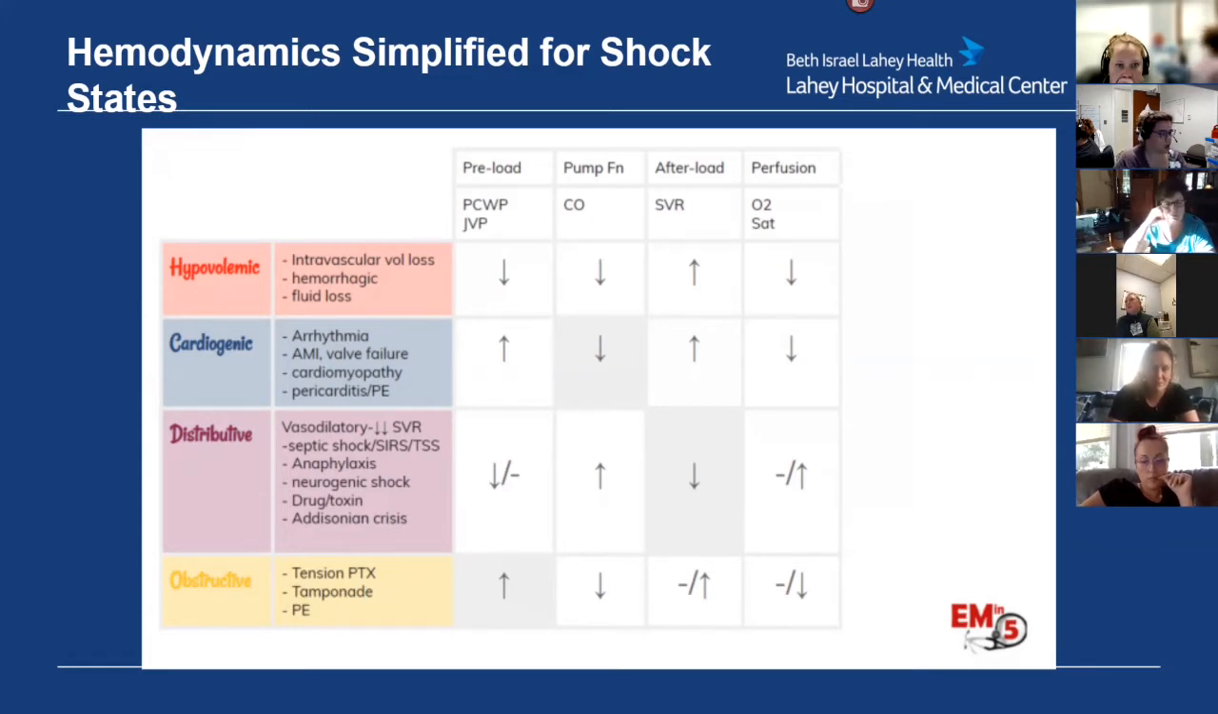When we're talking about shock states, there was a question about afterload and preload. So I've got this that I pulled up from Emergency Medicine in 5 that gives you a good background as to what you should be expecting for your patients, preload, afterload, and perfusion, based on what sort of shock state they're in. It gives you the several different types of shock states, your pulmonary wedge pressure, CVP, cardiac output, systemic vascular resistance, and then your O2 sat, depending on what sort of shock your patient's experiencing.